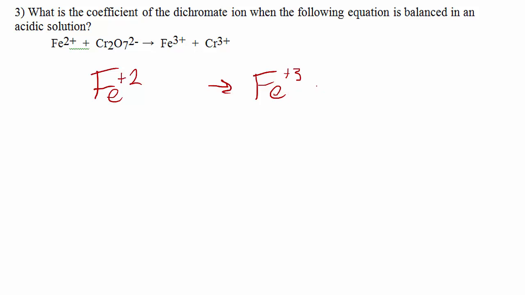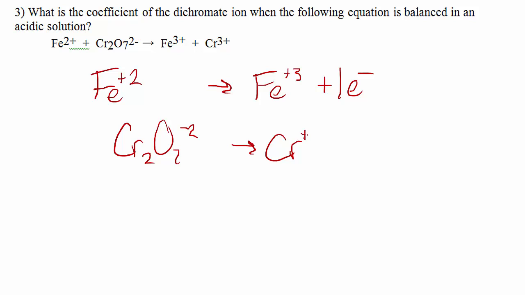So this one's really easy. It's just iron. So how did that happen? It lost 1 electron. All right, next, what happened to the dichromate ion? It became just chromate. So we got to do a little balancing. First, balance anything that isn't hydrogen or oxygen. So I got to balance that chromate. I'm going to have 2 of them over here.